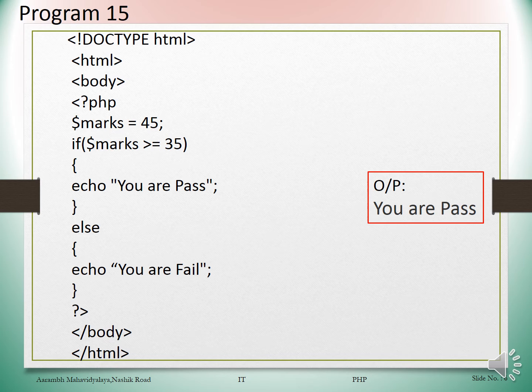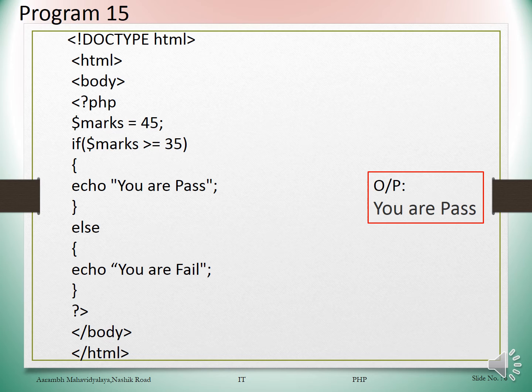Let's see one more example. This also we have studied in JavaScript in a different format. We have to just check whether you pass or fail with the entered marks. Here the marks variable is used. It is assigned the value 45 and it is checked with the input value 35. To check it, we have to use the if statement.